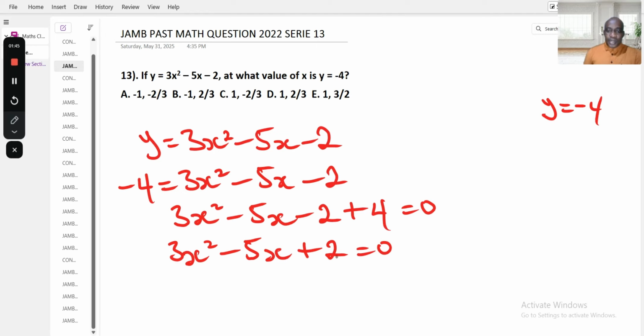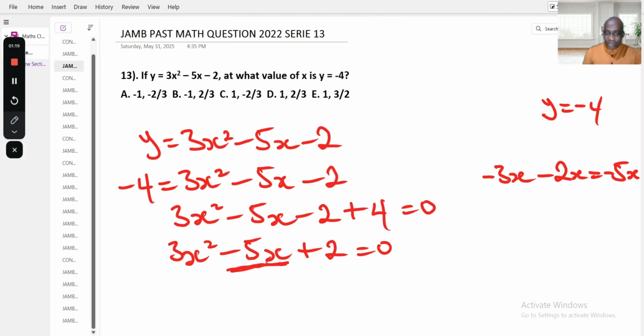What we can do next is that 3 times 2 is 6. Therefore, 3 plus 2 is going to give us 5. This minus 5s, we are going to replace it with minus 3s minus 2s. It's going to give us what? Minus 5s.